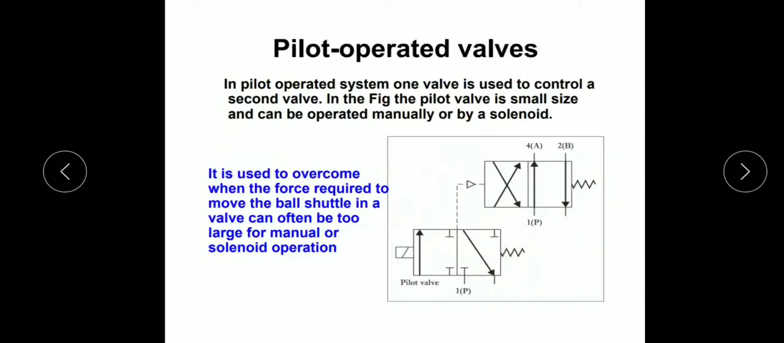Now we will discuss what is a pilot operated valve. We must be very careful that pilot operated means there are two valves, one is for actuating another valve.